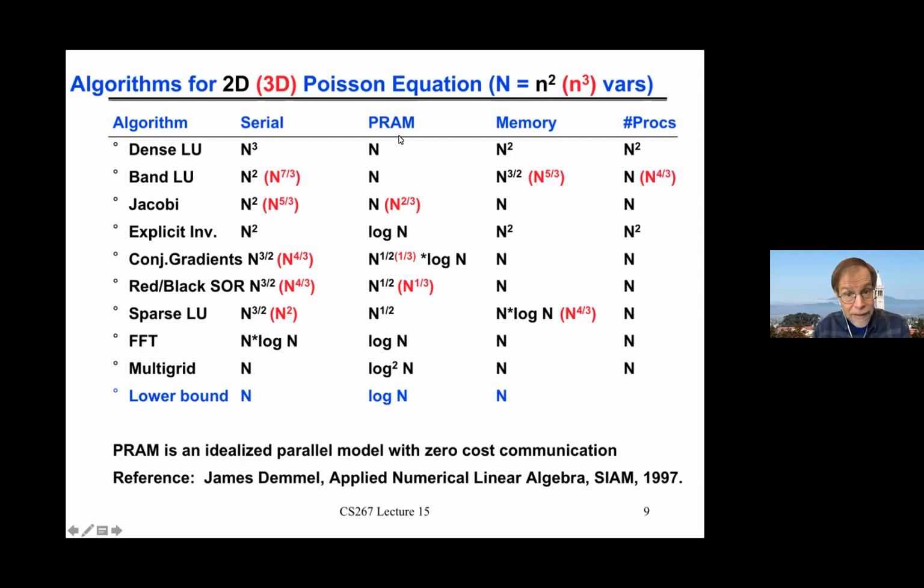In the parallel case, I'm going to go into a lot more detail on that, of course, but just to remind you, if you're on this nice model of parallelism, PRAM, that we use to give you a lower bound. So what's a PRAM? That means you have as many processors as you like and communication is free. Dense Gauss elimination costs you order N. Conjugate gradients and SOR get down to the square root of N, and multigrid gets down to log squared of N, which is reasonably close to the lower bound, which is log N. So let us go on now and talk in more detail just about Jacobi, conjugate gradients, red-black SOR, and multigrid.